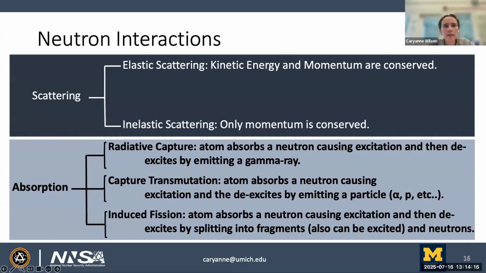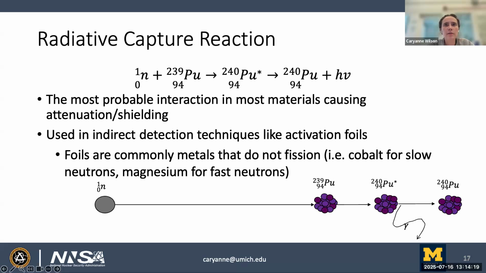Okay, so jumping into these reactions, first we're going to talk about the radiative capture reaction. This is the most probable interaction in most materials that causes attenuation or shielding, where the material captures a neutron, and then the nucleus that captures the neutron is in an excited state, and it de-excites by emitting a gamma ray. These are typically used in indirect detection techniques such as activation foils. So activation foils are usually metals that do not fission.